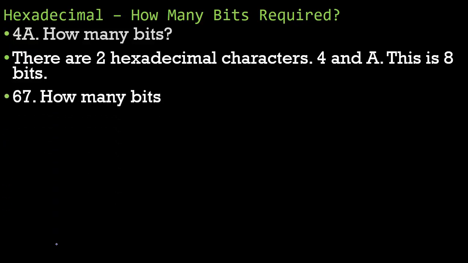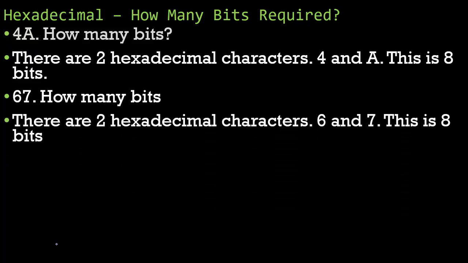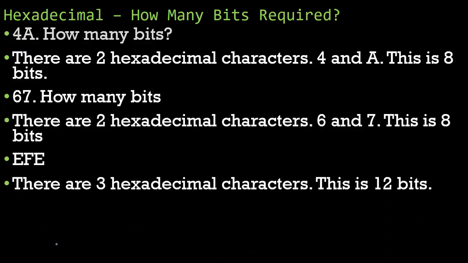6, 7. Now this is hexadecimal. This is not read as 67. It's read as 6, 7 because it's in hexadecimal. How many bits do I need? Well, there are 2 hexadecimal characters, 6 and 7. This is 8 bits. What about EFE? There are 3 hexadecimal characters, which means I need 12 bits.